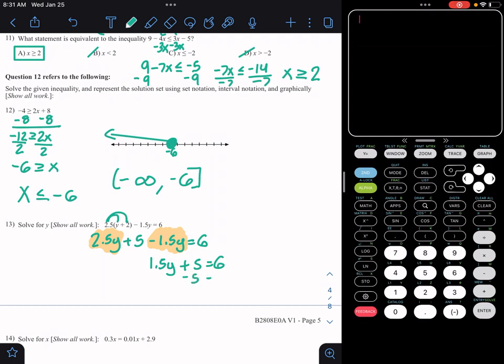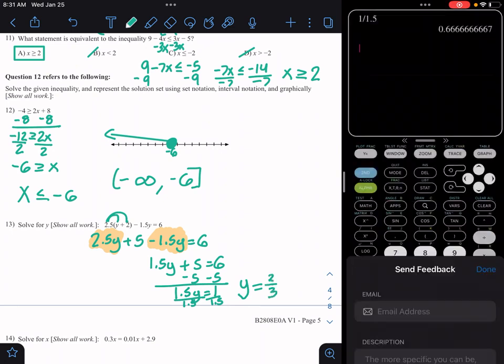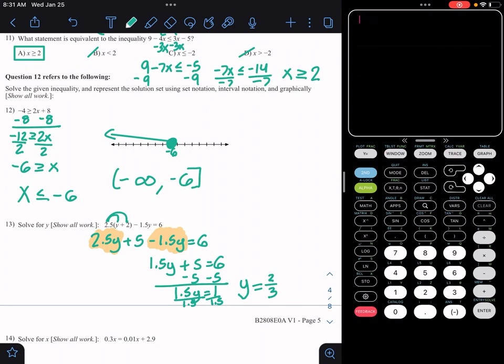To get rid of the 5, I'm going to subtract 5. I'll have 1.5y equals 1, and now divide by 1.5, we get y is equal to 1 divided by 1.5 is 2/3. That in fraction form is 2/3. I made a mistake, so I want to make sure this is right.